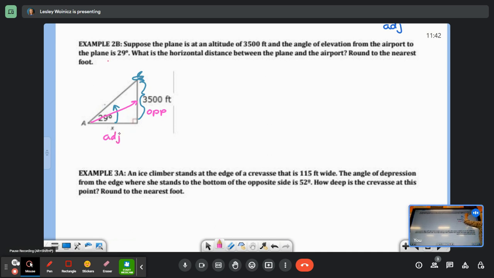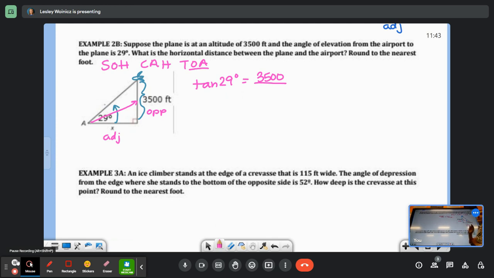So if you think about, Tan. Yep, so TOA, we're going to use tangent. Tan uses opposite and adjacent. So I'm going to do tan of 29 equals. Okay, so opposite goes on top. That's the 3,500, X. I thought it was X on top.